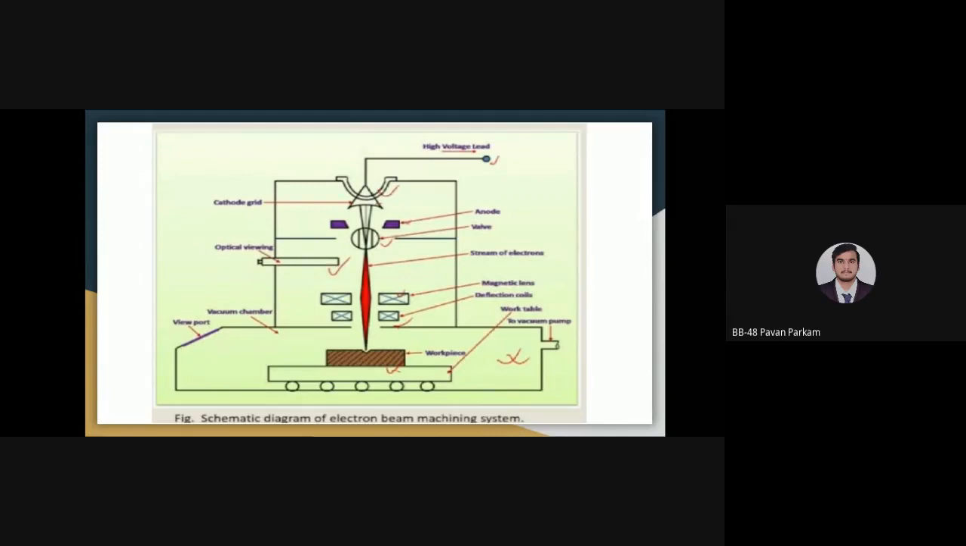So because of this striking, or impingement, or you can call it bombardment, of the high velocity electron beam, it melts and vaporizes the material from your workpiece. And at the backside of your workpiece, a chemical backing material is used.